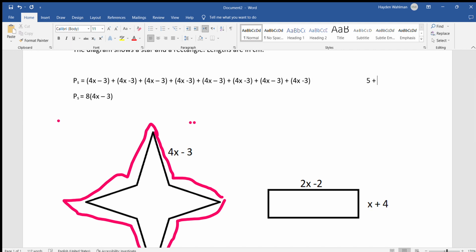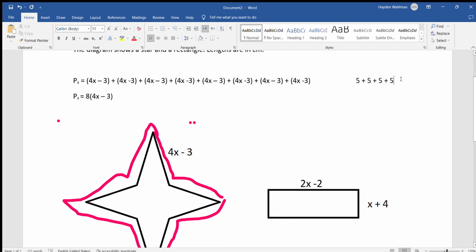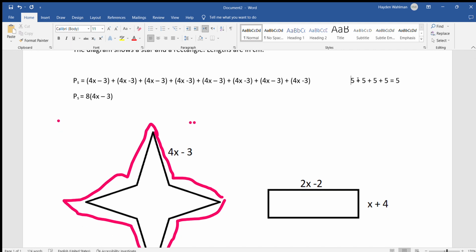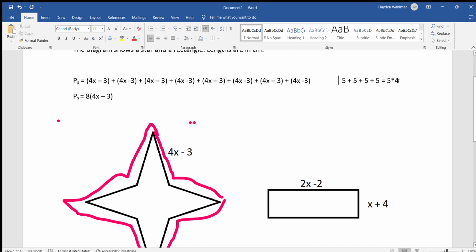5 plus 5 plus 5 plus 5 is the same thing as 4 times 5, because there's 4 5s being added. That's literally what addition is. It's just, I mean multiplication, sorry. Multiplication is just fast addition, all right? And powers are just fast multiplication, all right? So 4 times 5 is the same thing as 5 plus 5 plus 5 plus 5, okay? So remember that. So that's why we're doing this. We just simplified it. Now let's do the perimeter of this rectangle.